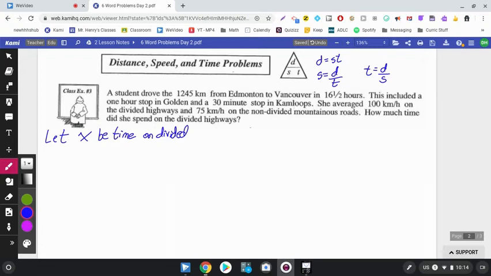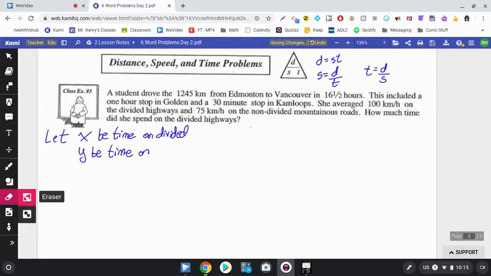Those are the ones with a median, right? The big highways, like Highway 2 is a divided highway. Let x be time on divided highways. Y would be the time on the non-divided. So those are like range roads, or if you go to smaller areas, it's just one lane and one lane, and you have to go slower. Especially if you've ever driven to BC, the mountain areas are really slow.